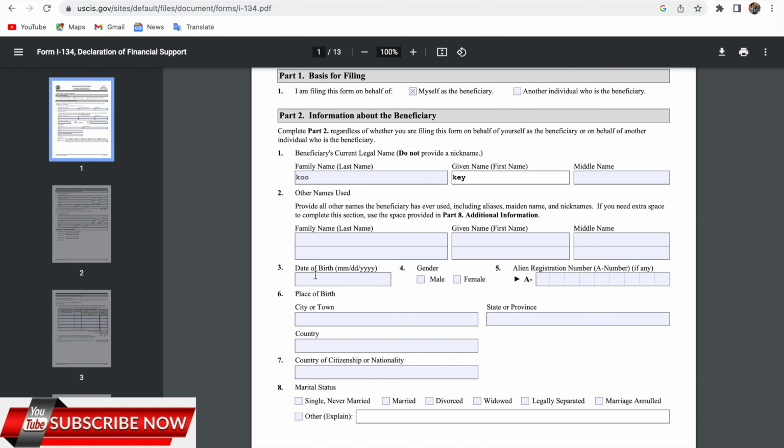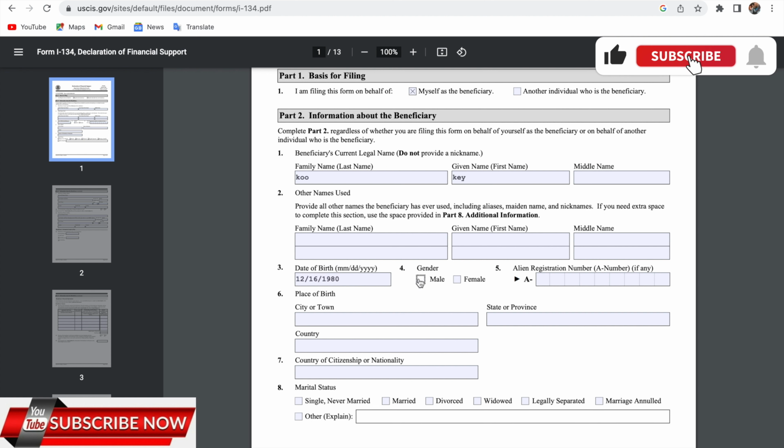And it's date of birth. You put in your date of birth, that's the month, day, and the year. You put in the month over here, and then you put in the day, and you put in the year that you were born. And then gender, male or female. Guys, you need to know your gender, whether you're male or female. It's just two, male or female.